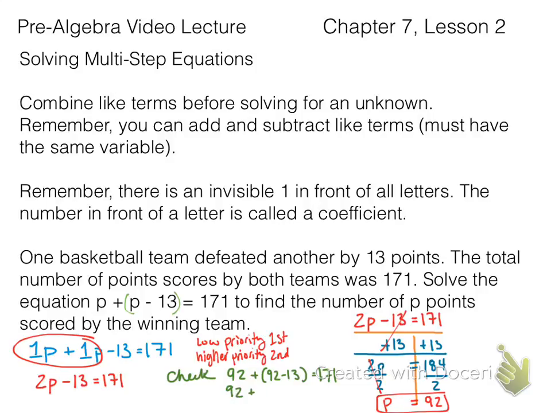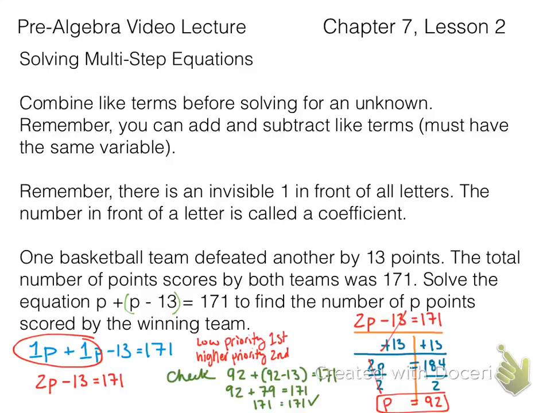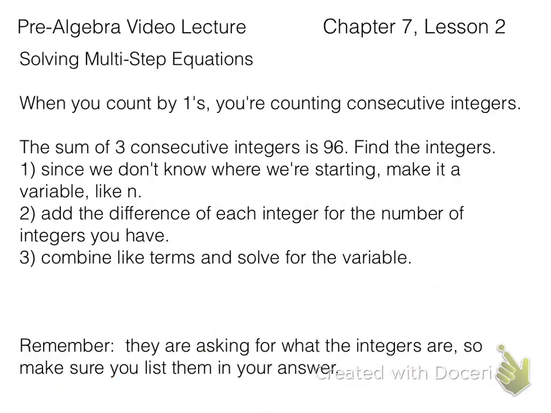So I'm going to take care of the parentheses. 92 minus 13 is 79. 92 plus 79 is 171, which means it works. Yay. Okay, so I'll go back for a second in case you need it, because I move on a little too quickly. Okay, moving on.